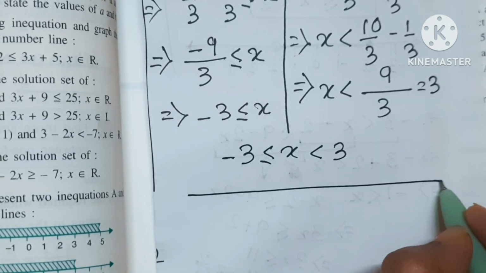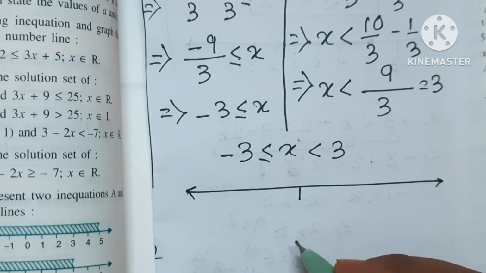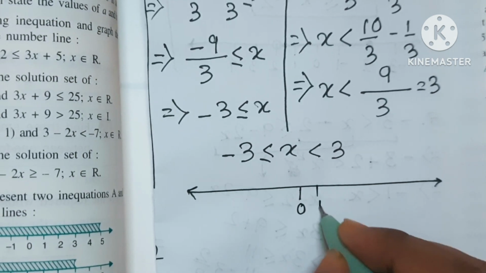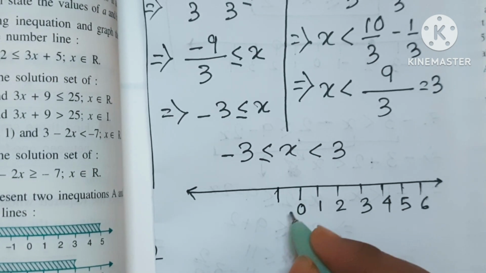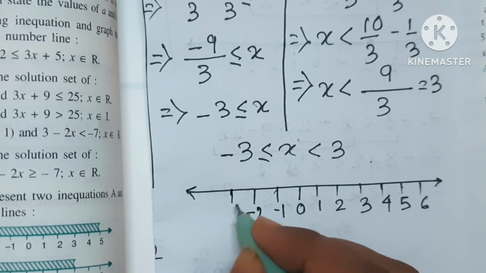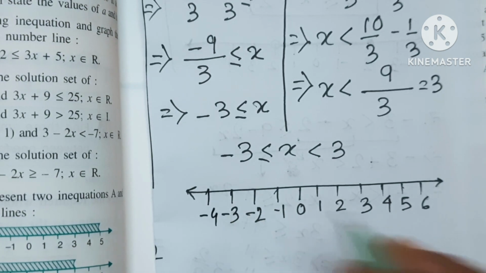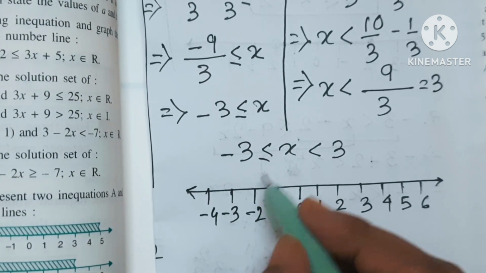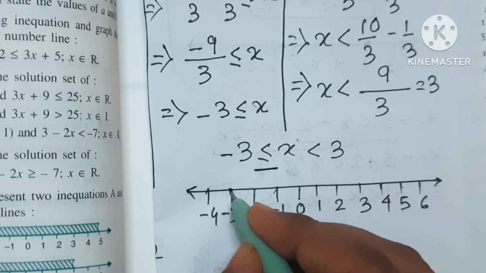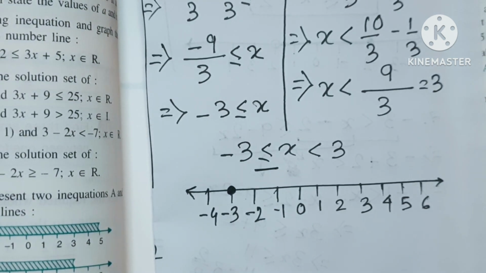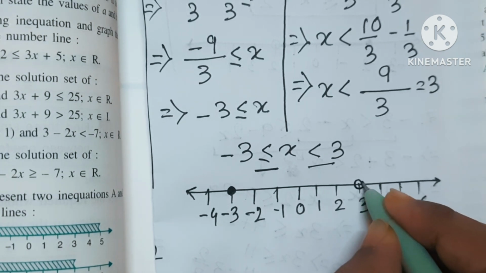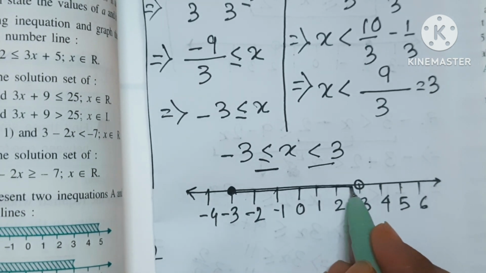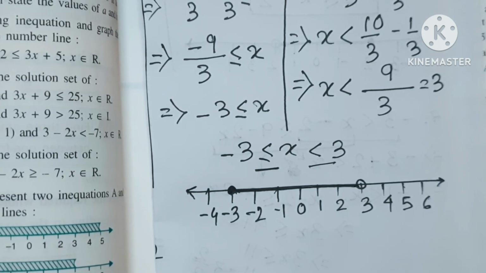So if you draw the number line: zero, 1, 2, 3, 4, 5, 6, minus 1, minus 2, minus 3, minus 4. Okay, now see, this is less than or equal to, so here you need to darken this point, minus 3, and see this one, less than 3, so here it will be a hollow circle, and that is the answer. Okay, in case of question number 8.